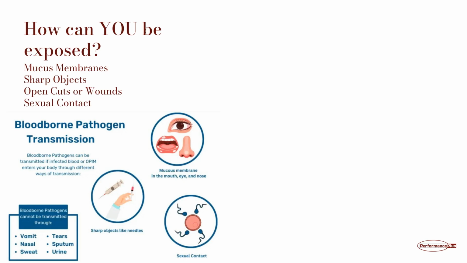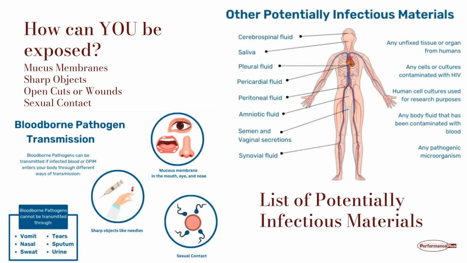Exposure to bloodborne pathogens can happen through various types of transmission, including but not limited to mucous membranes such as eyes, nose, and mouth, needle sticks or other sharp objects, open cuts or wounds, and sexual contact. Besides blood, vomit, and saliva, there is a long list of potentially infectious materials. Please take a moment to review the listed materials and ask questions if you have them.